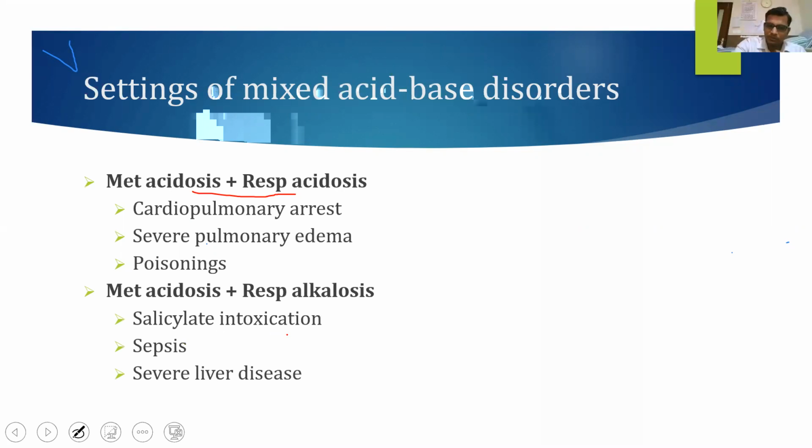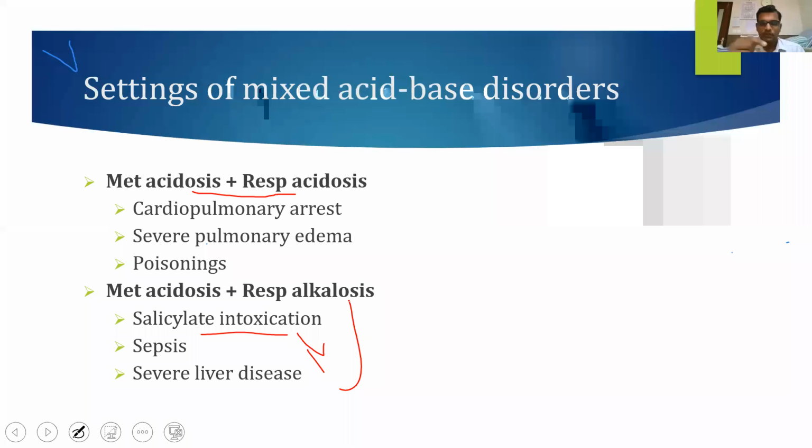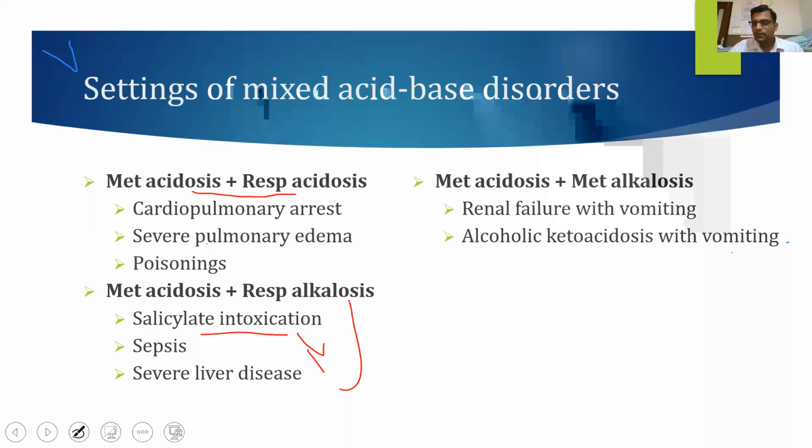Now, salicylate poisoning, we all know what it causes. Per se it is an acid that causes metabolic acidosis, but it directly stimulates the respiratory center. That way it causes hyperventilation and respiratory alkalosis also. The same can happen in sepsis also. Now, metabolic acidosis plus metabolic alkalosis can happen in a renal failure patient with vomiting.